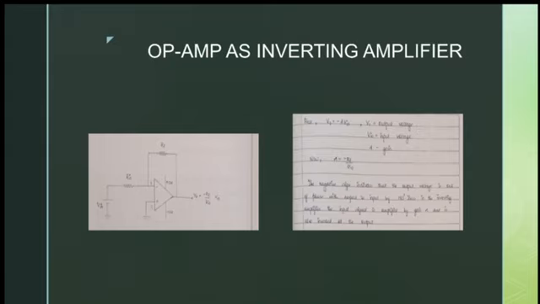Here V output is equal to minus A V input, where VO is the output voltage, V in is the input voltage, and A is the gain. And here gain equals minus RF by Rin. So the negative sign indicates that the output voltage is out of phase with respect to input by 180 degrees. Thus, in the inverting amplifier, the input signal is amplified by gain A and is also inverted at the output.